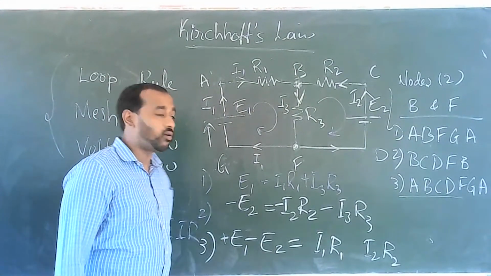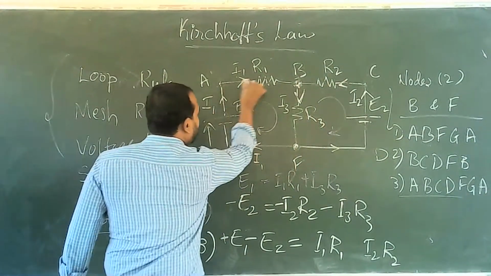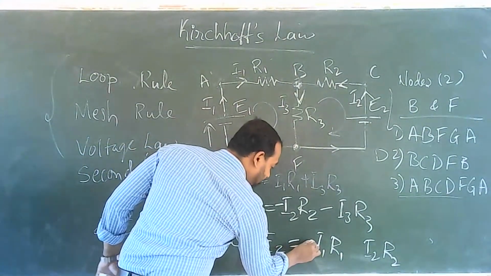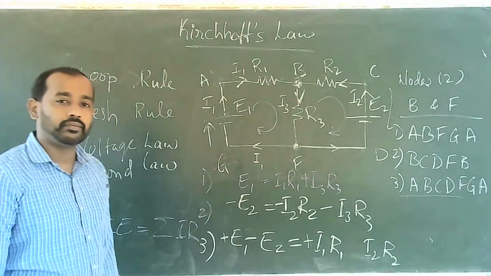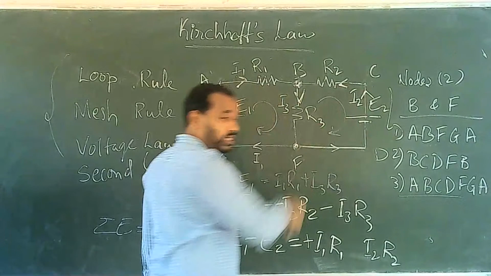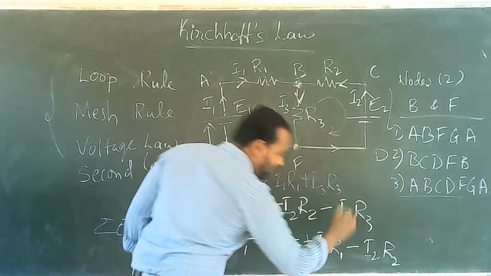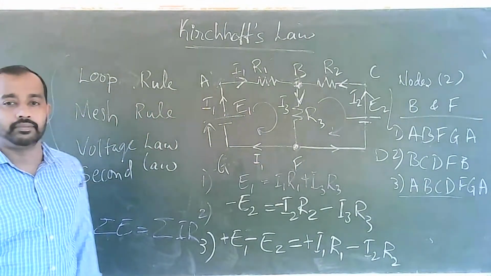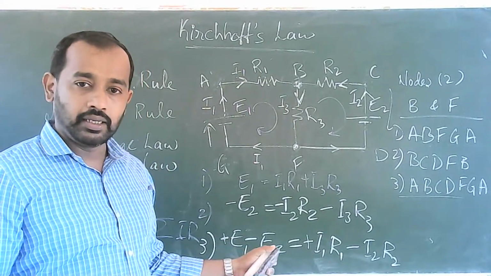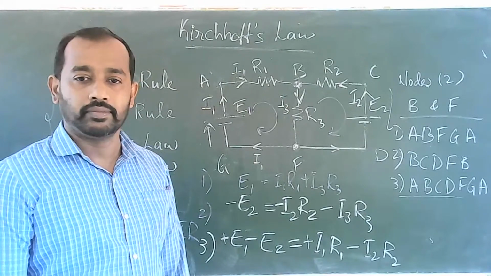Okay. Then, the resistors. From A to B, we are moving in the direction of current I1. So therefore, I1 R1 is treated as positive. B to C, we are moving in a direction opposite to current I2. So therefore, I2 R2 will be represented as negative. I hope now you know how to write Kirchhoff's voltage rule for different loops.